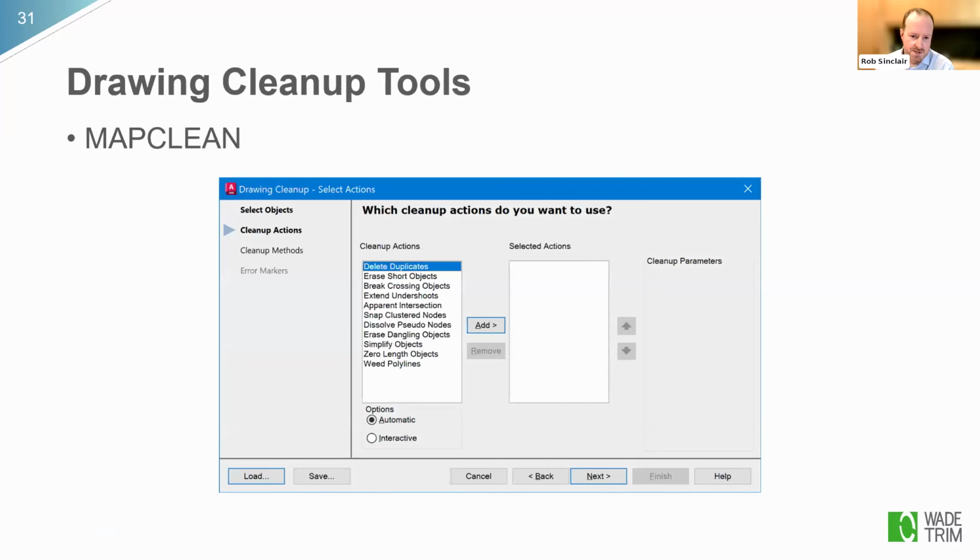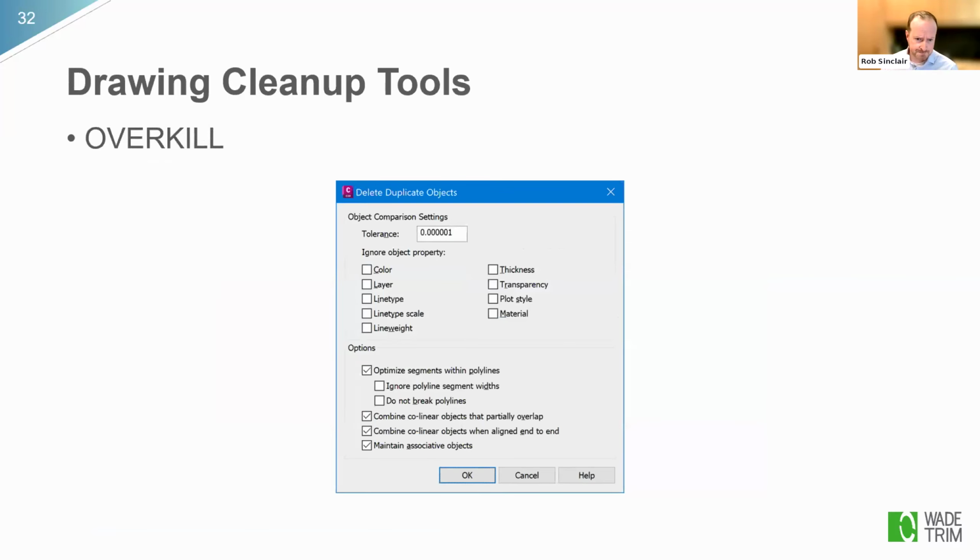Drawing cleanup tools, we talked about purge and audit and all that good stuff, but built into Civil 3D is a tool called Map Clean. Map Clean allows us to do a lot more thorough cleanup of our data in our drawings. So consider that. That's a good one. Overkill is a really old school AutoCAD command that you can use. This has been around for a long time. I would say just be careful with this one. Maybe create a copy of your drawing to make sure it doesn't overly clean the items that you're trying to clean, but that's another good one to try if you're running into issues.